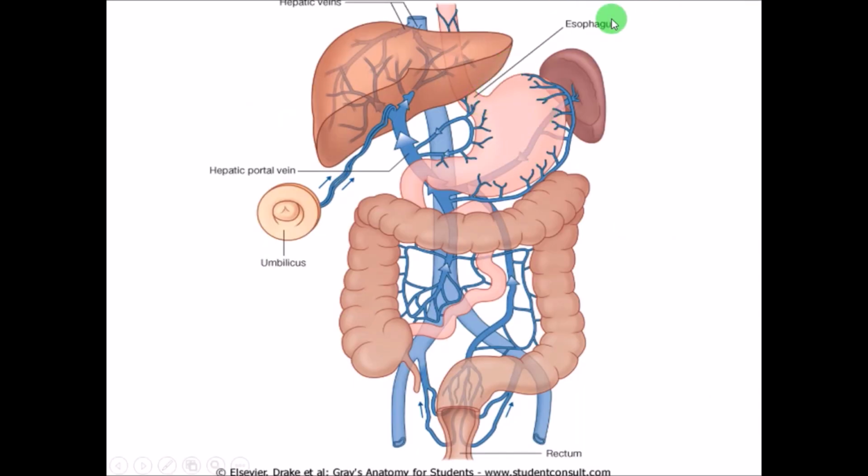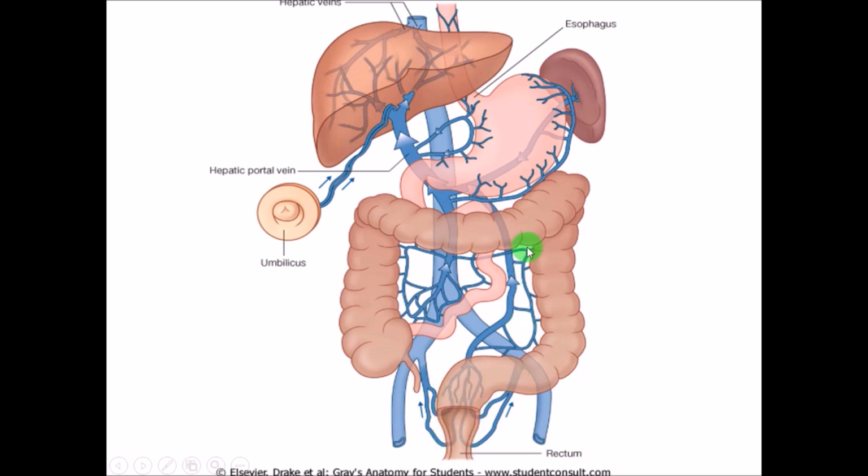If you can see here, the first one is at the lower end of the esophagus, where the portal vein will be communicating with the vena cava, especially the superior vena cava in this condition. And in the second part, they have shown the difference between the colors. The portal vein is shown in dark blue, and the inferior vena cava is shown in light blue. So this is the second site, the lower part of the rectum and the anal canal.